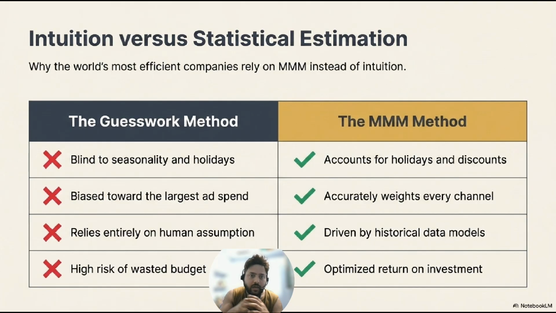The MMM method takes a more structured approach. It can include variables for sales, discounts, seasonality, and other business factors. It evaluates all channels together instead of looking at each channel in isolation, and it uses historical data and statistical estimation to determine which explanation best fits the observed sales pattern.